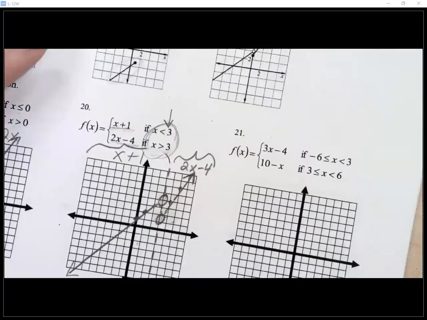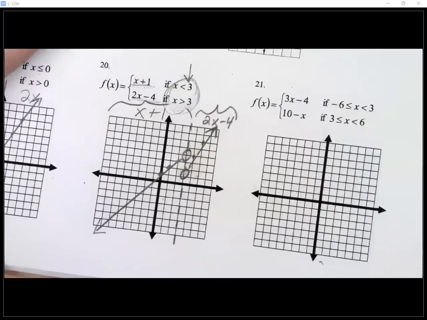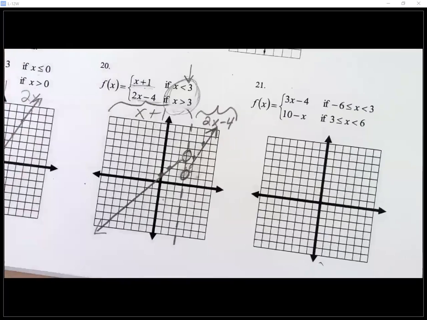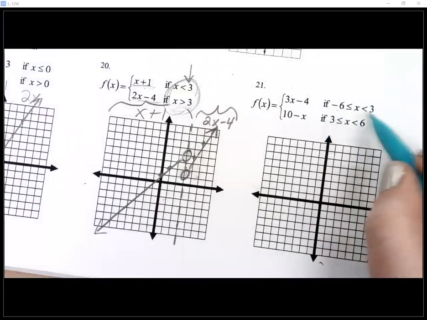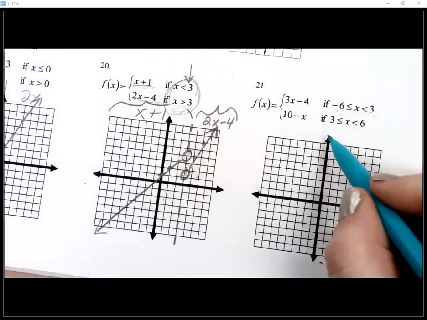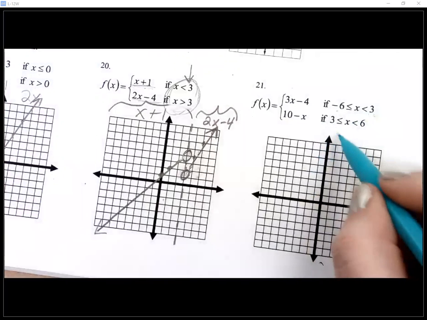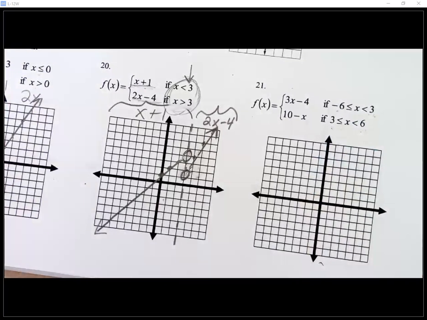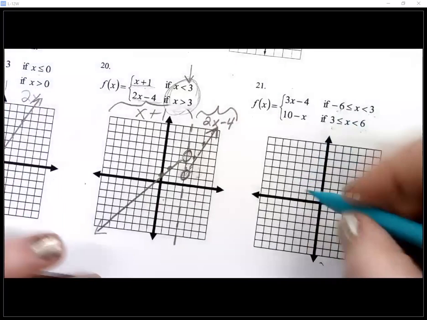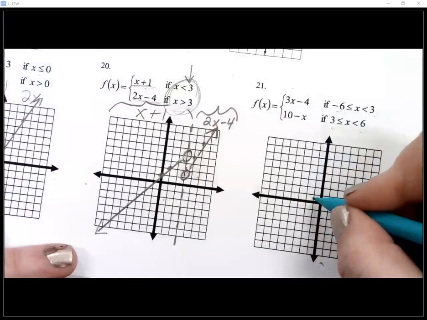Oh, my God, what is this? So think about what's happening. This graph only exists between -6 and +3. This graph only exists between +3 and +6. Okay, so I have something happening at -6. So let me figure out where that is. 1, 2, 3, 4, 5, 6.